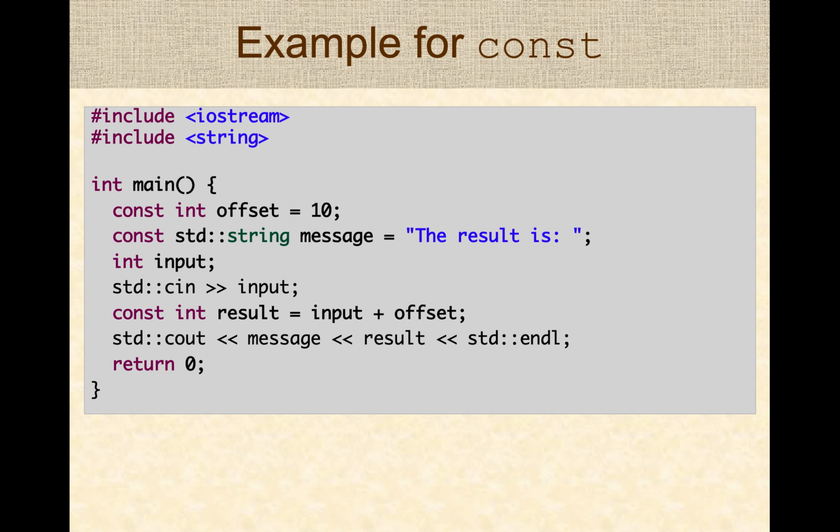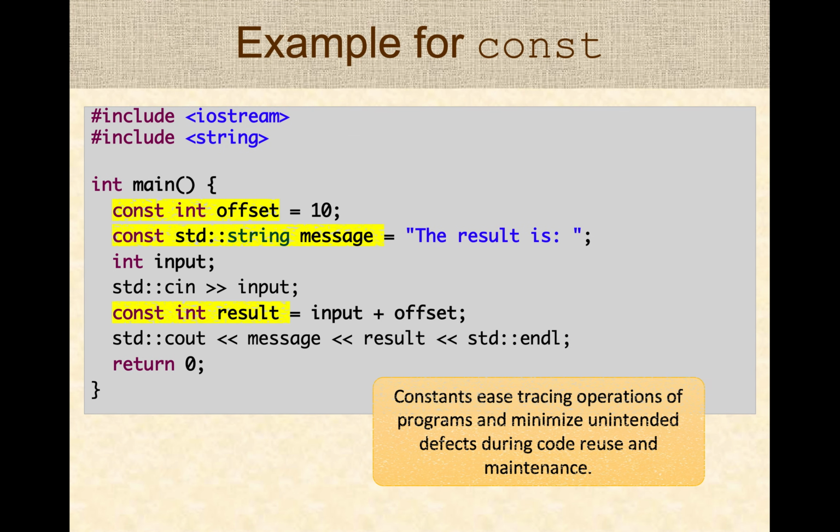Here's an example usage of const. Notice how the const is used here. Variables whose values are not changing are all defined as const. This is because const eases tracing of operations and you minimize unintended defects or bugs in your program, particularly when the program is going to be used by other people and maintenance or modifications of the program don't have unforeseen side effects. So use const liberally in your programs.